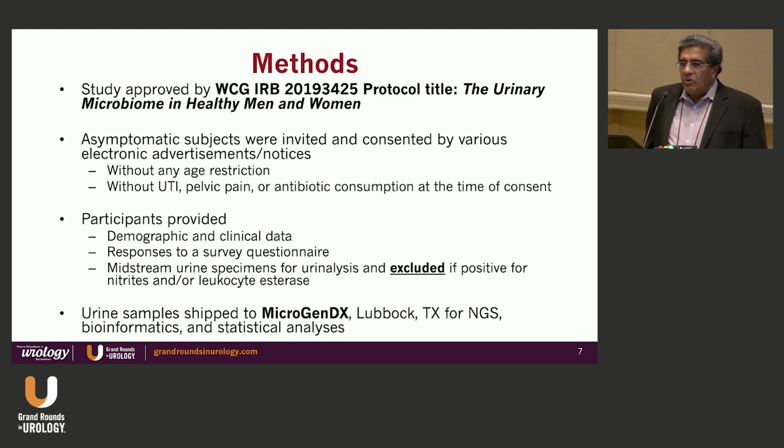It is IRB approved, so we consented subjects who were invited by various electronic advertisement notices to provide urine samples for us without any age restrictions, and we also provided a survey questionnaire that they needed to complete. We collected midstream urine specimens, and urinalysis excluded samples positive for nitrates and leukocytes. These were processed by Microgen DX in their Lubbock, Texas laboratory, followed by next-gen sequencing, bioinformatics, and statistical analysis.